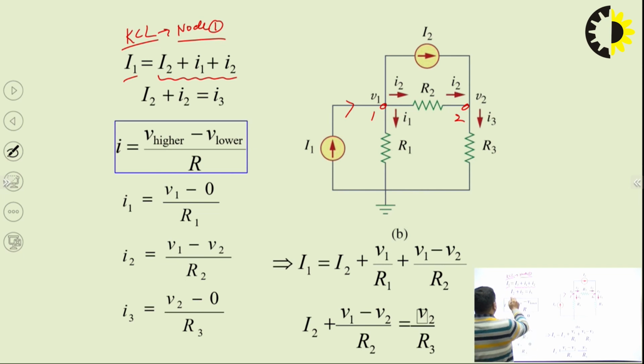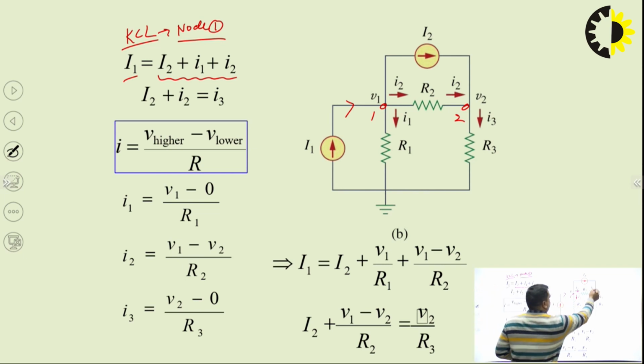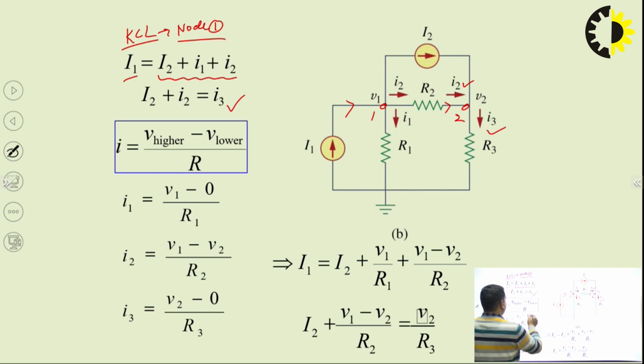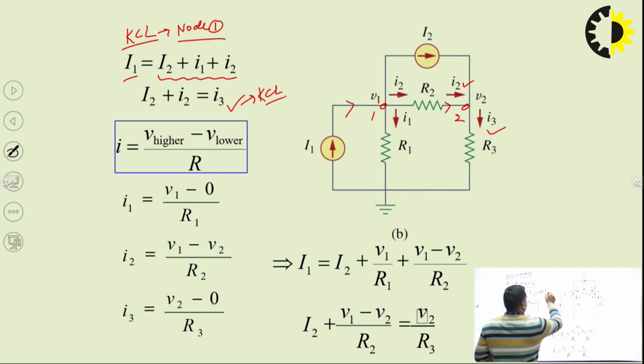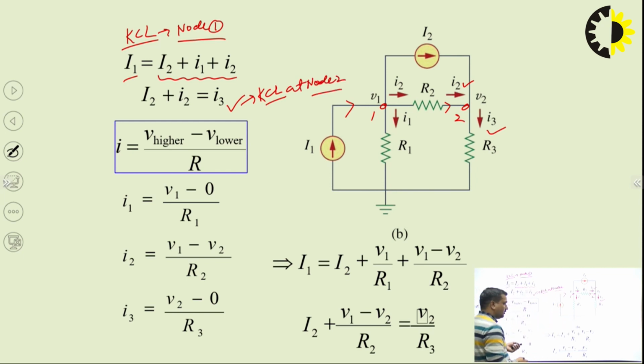And at node 2, I2 plus small i2, both are incoming current, and I3 is outgoing current. So, this is the KCL equation at node 2. Similarly, we know that I equals V higher minus V lower divided by R. So, we can get the value of I1, that is V1 minus 0 upon R1, I2 is V1 minus V2 upon R2, I3 is V2 minus 0 upon R3, and then we have to put these values in these equations.